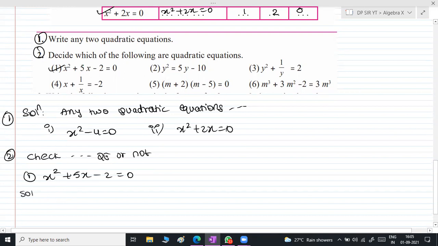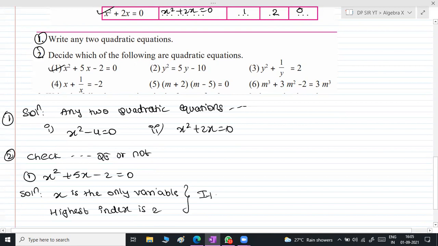So how to start this part? Write x is the only variable, and highest index is 2, and therefore it is a quadratic equation.